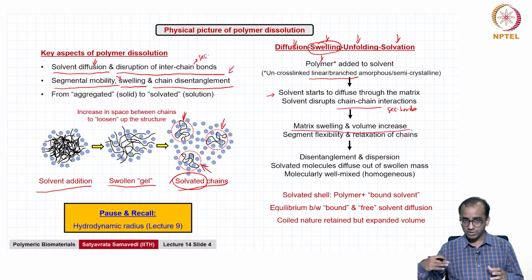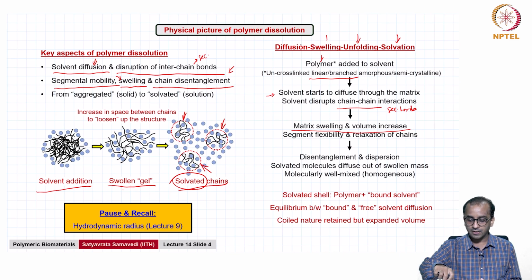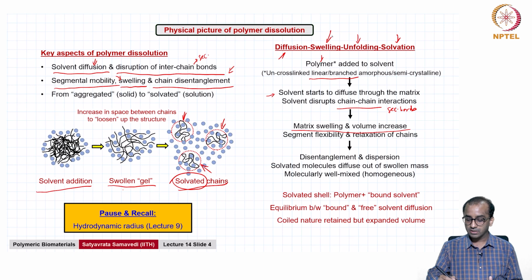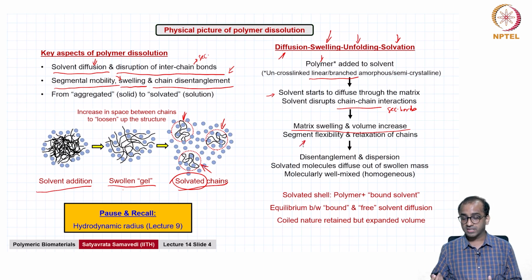So, you have this mass through which solvent is getting inside, and as solvent gets inside, it increases the space between the chains and swells the matrix. So, that's the second step of swelling. The solvent is diffused. Now, the polymer starts to swell, and that leads to an increase in the volume of the system. And because solvent can now free up those interactions, you now start to get segmental flexibility, and you have relaxation of chains.